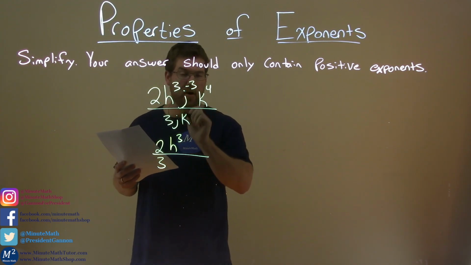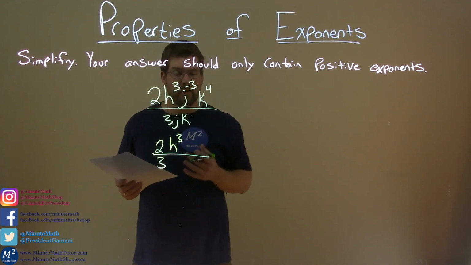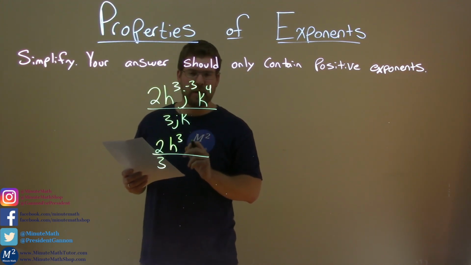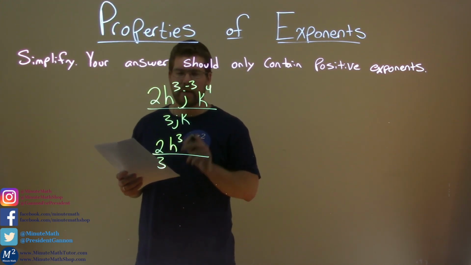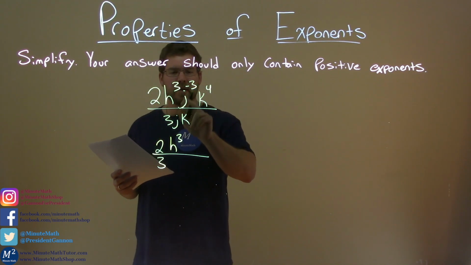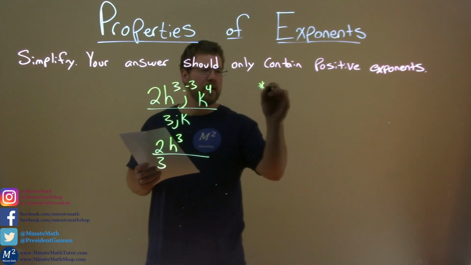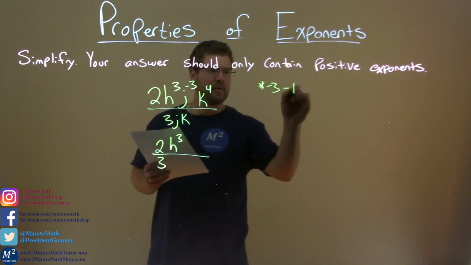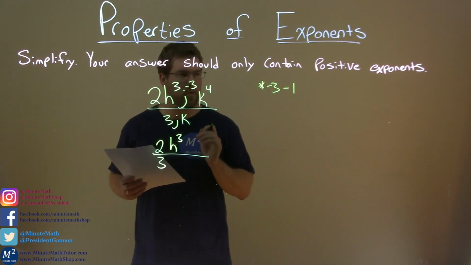Now the j's are next. What are we going to do with these bad boys? We got j to the negative third over j in the denominator. How do we simplify that? Well, negative 3, and this is the first power. We subtract that, right? Let's look at the j's. Remember, with division, we subtract the exponents. Negative 3 minus the first power. That's right there for the j.